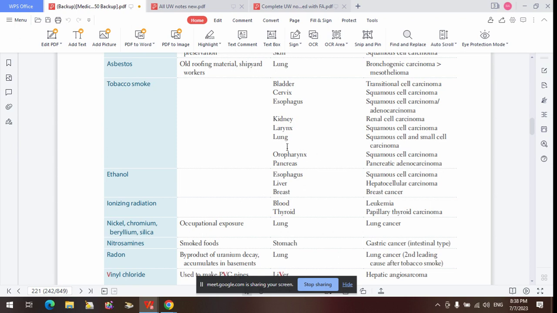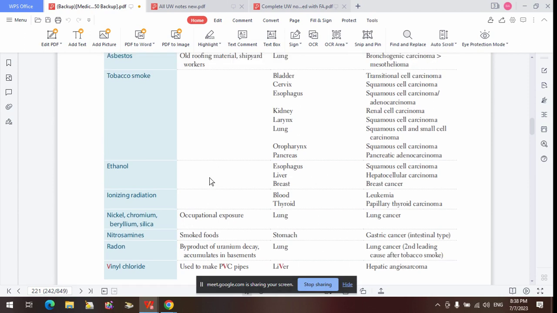From the larynx, it can go to the lung and cause squamous cell and small cell carcinoma of the lung. And we said that people that don't smoke and develop lung cancer, most likely that lung cancer is going to be the lung adenocarcinoma type and not the squamous cell or the small cell carcinoma type. Then lastly, we want to remember cervical cancer. Squamous cell carcinoma of the cervix, smoke is very, very important in causing that.